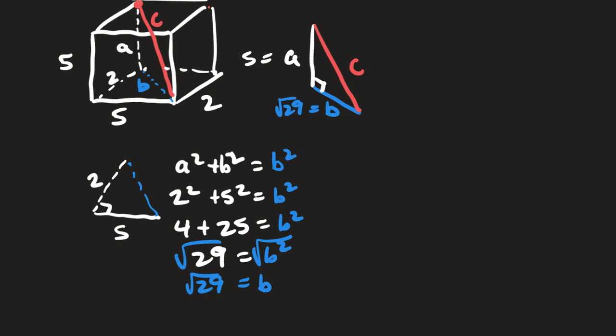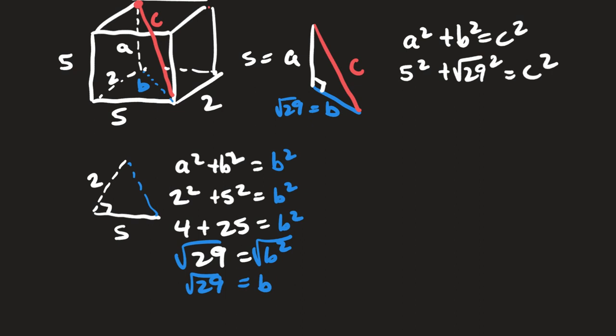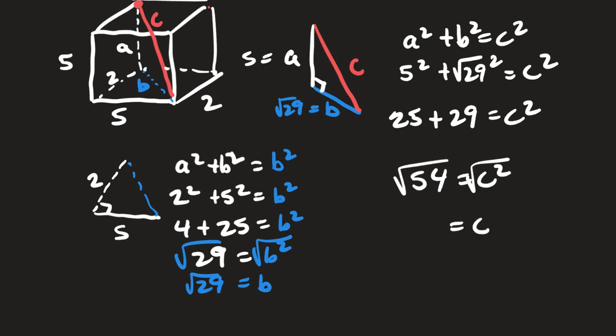So we now find this side C. I'll just keep it all white. A squared plus b squared equals c squared. So a squared, A is going to be 5 in this case, plus b squared. B is the square root of 29, and that's going to be squared, equals c squared. So 5 squared is 25, plus the square root of 29 squared is 29, equals c squared. 25 and 29, that's 54, I believe, equals c squared, and the square root of c squared is c.